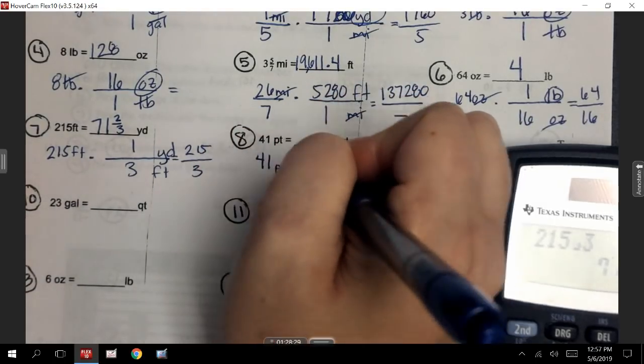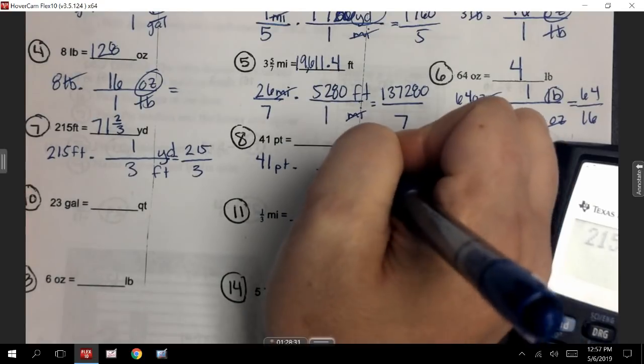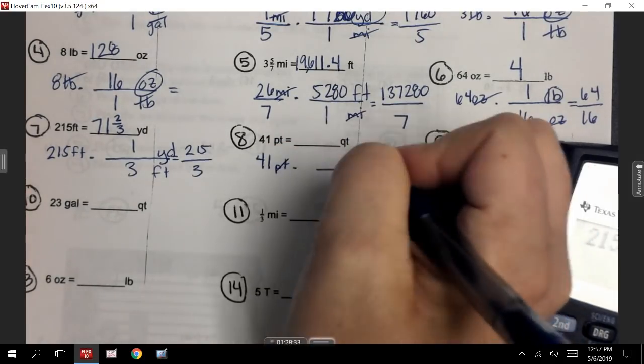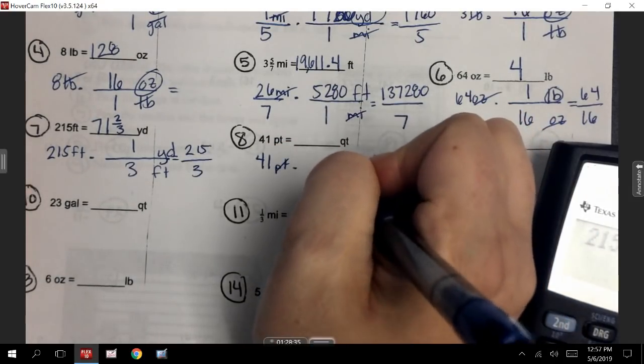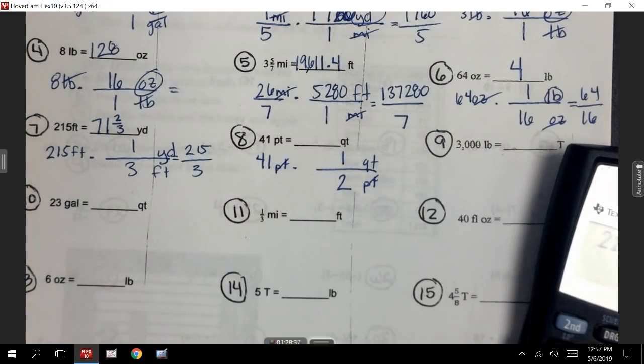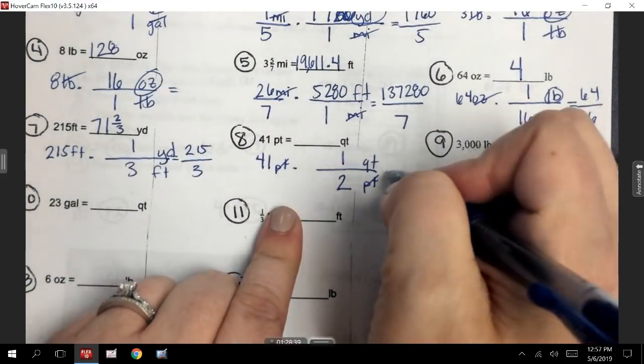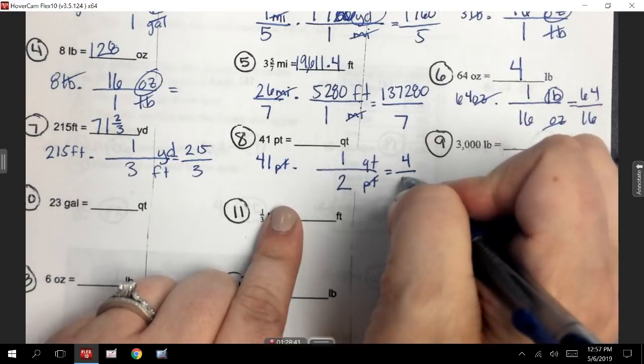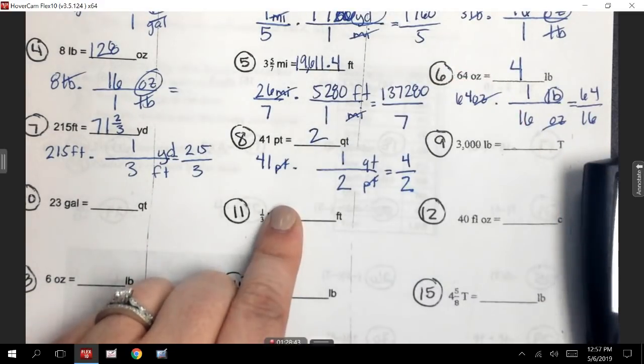41 pints, changing pints to quarts. 1 quart equals 2 pints. Remember, each queen has 2 princes. All right, so then when I multiply that, on the top I get 4, on the bottom 2, so 4 over 2 is 2.